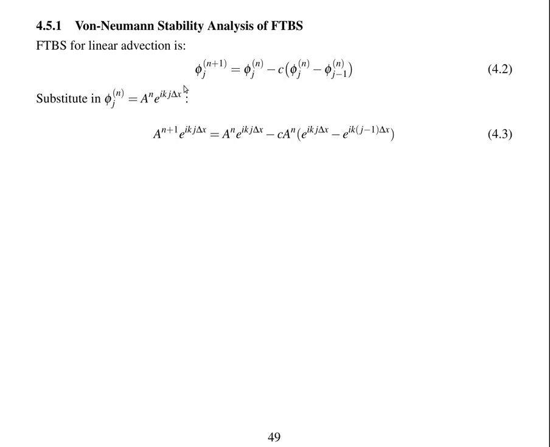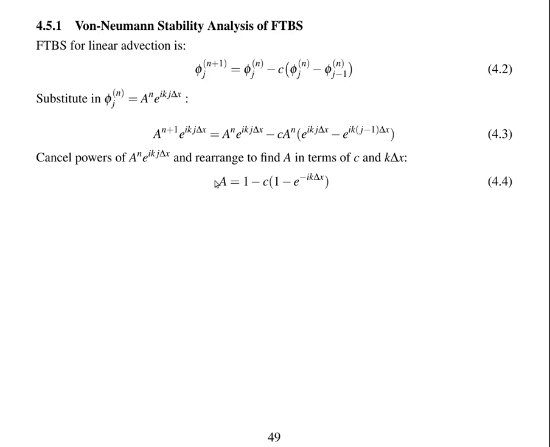So substituting this into here, we get this equation. The next thing to do is cancel powers. A lot of these have got a to the power n, e to the power i k j delta x. So cancel powers of a to the power n, e to the power i k j delta x, and then you can rearrange to find a in terms of the Courant number c and k delta x. So pause the video and have a go at that.